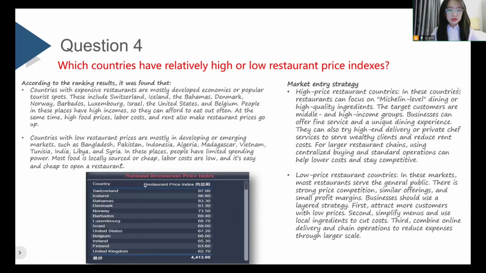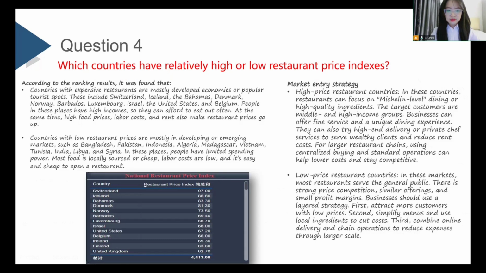Now, look at question 4. The table is sorted from highest to lowest by restaurant price index. High-price countries, mostly developed nations or popular tourist spots like Switzerland and Iceland, have high incomes. People eat out a lot, and food, labor, and rent costs are high.